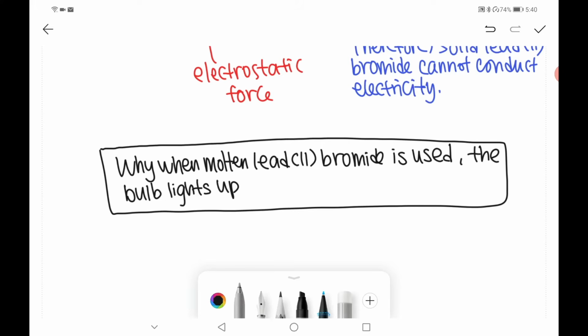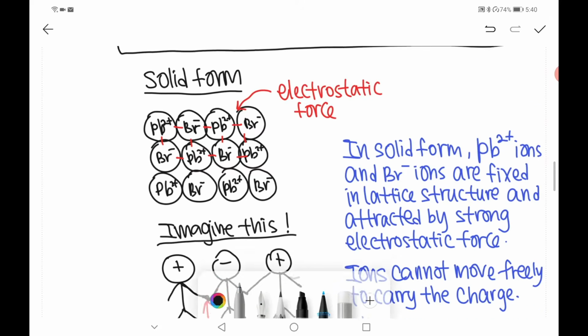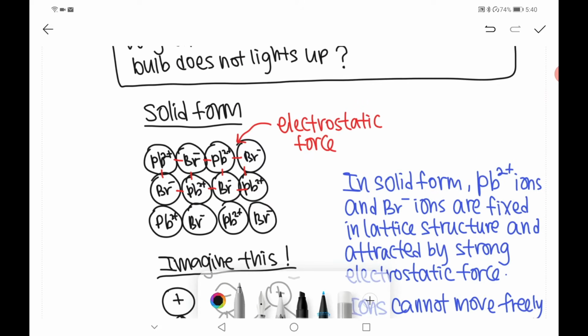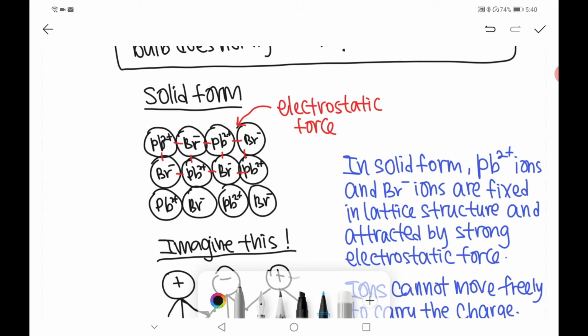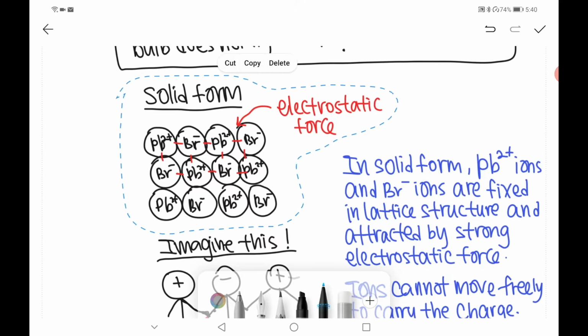In solid, it cannot. Same thing, let me show you the picture. Just now we already saw the picture for solid form. In solid form, as you can see, there is electrostatic force here. Let me copy this diagram to here first.